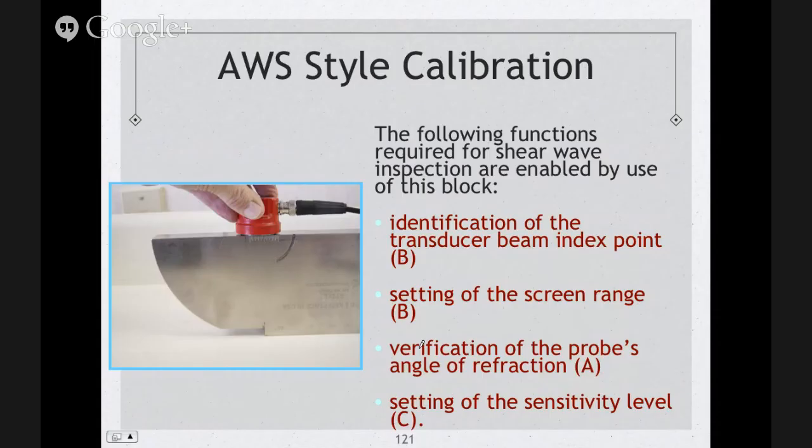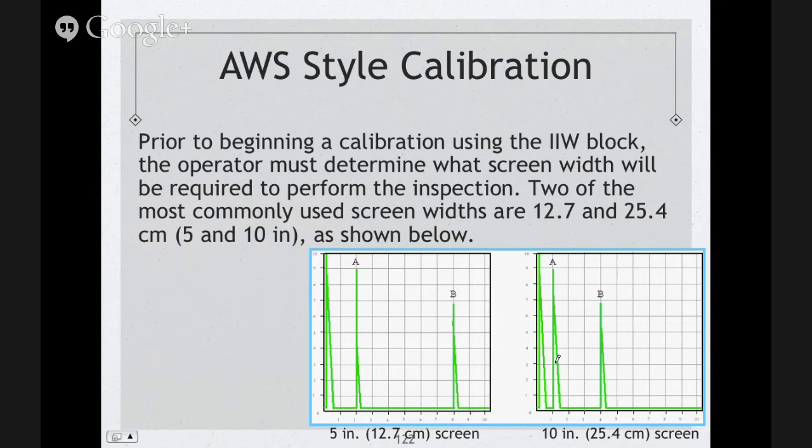So the following functions require the shear wave inspection to be enabled by this block: identification of the transducer beam index point, setting the screen range, verification of the probe's angle of refraction, and setting the sensitivity level. So prior to beginning the calibration using that block, the operator must determine the screen width, what screen width will be required to perform the inspection. Two of the most commonly used screen widths are 12.7 and 25.4, which is 5 or 10 inches. Just to make it easier.